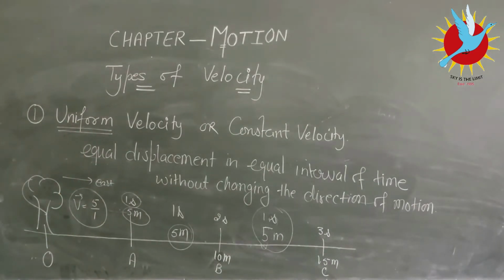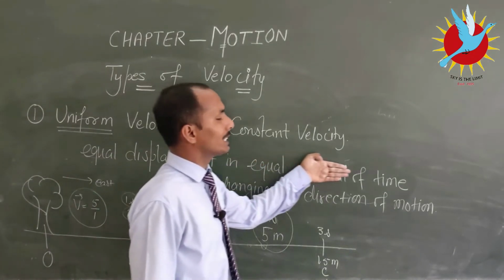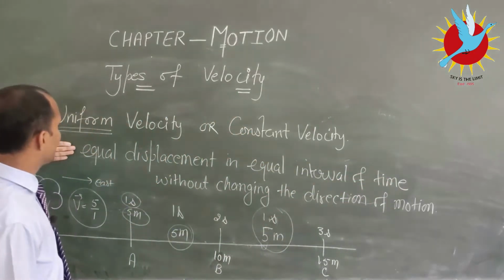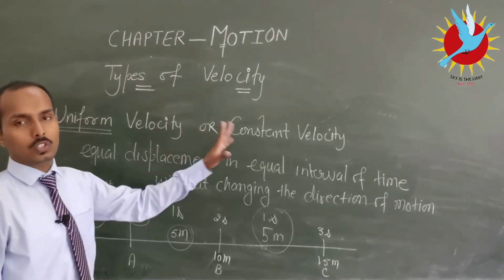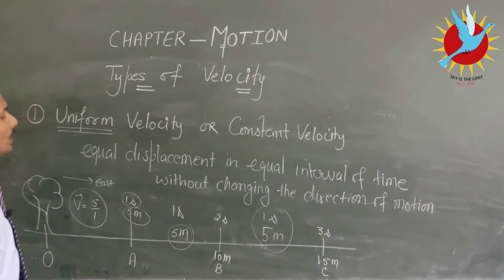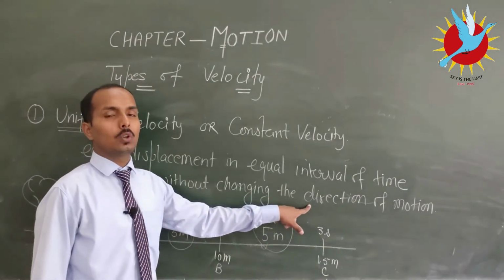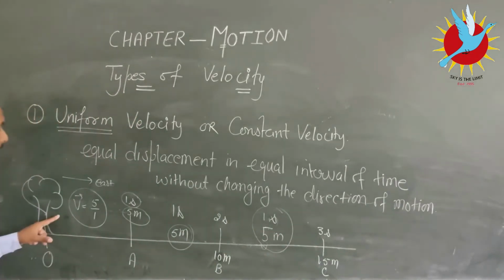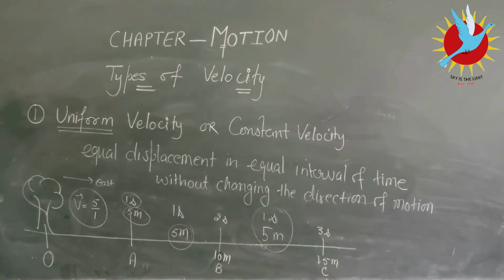So a body is said to have uniform velocity when it moves with the same speed, the same velocity, in the same direction. In this case the direction does not change with time. When a body covers equal displacement in equal intervals of time, it is said to have uniform velocity. And what is the case for non-uniform?